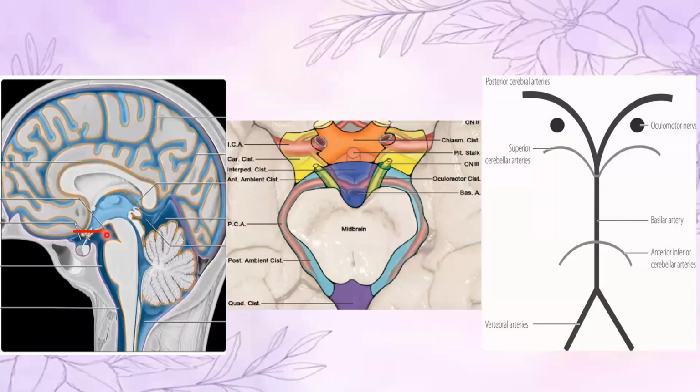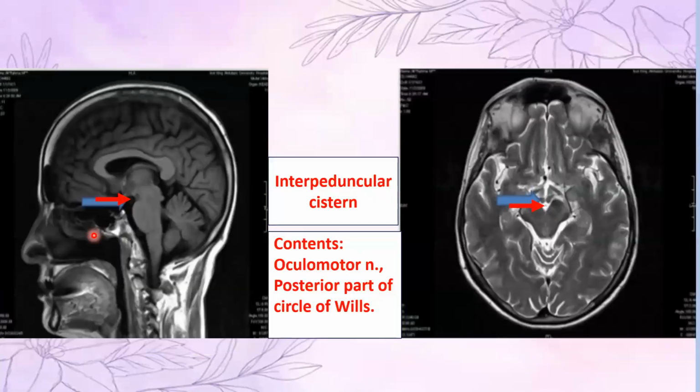Here we can see the location of the interpeduncular cistern, and anteriorly this cistern is continuous with the suprasellar cistern. Once again, this is the interpeduncular cistern. In this axial section, this is the interpeduncular cistern, anteriorly continuous with the suprasellar cistern, and posteriorly continuous with the two ambient cisterns.